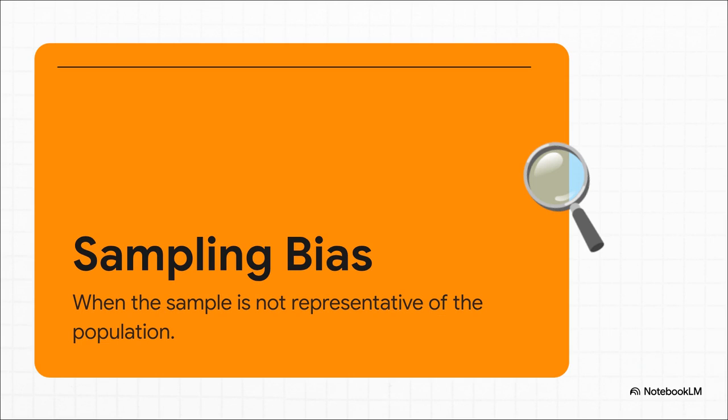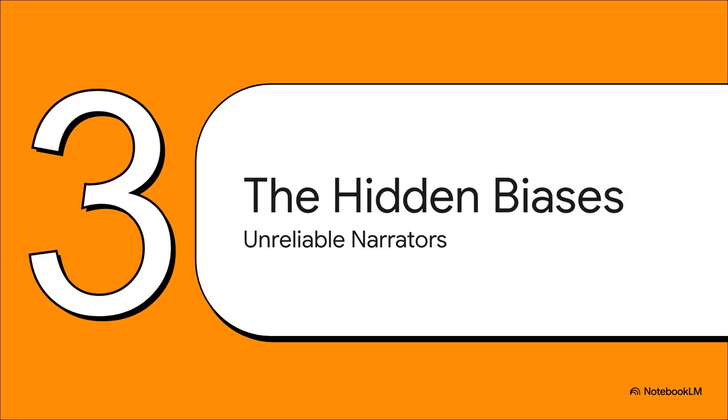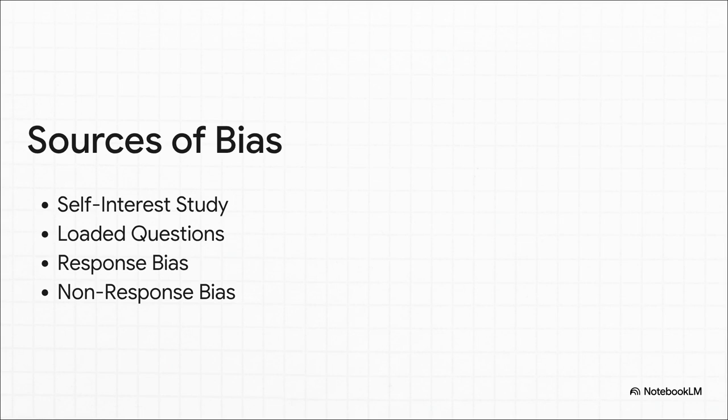Because the sample didn't actually represent all the people who were going to vote, the story the data told was just wrong. But just picking the right people isn't the only trap. Oh no. Even if your sample is perfect, the way you ask the questions can create all these hidden biases, these sneaky little forces that can twist the answers you get. Think of them like an unreliable narrator in your data story. And there are a ton of them. You've got self-interest bias, which is when the people funding the study really, really want a certain result. You've got loaded questions that are designed to trick you into an answer. And then you have biases based on how people answer or who chooses not to answer at all.